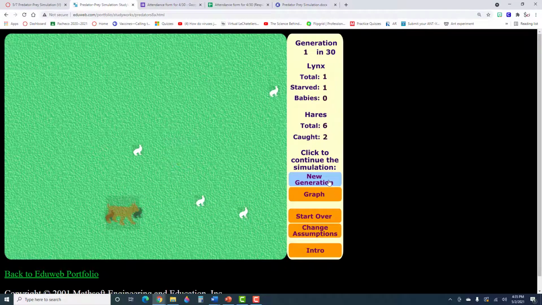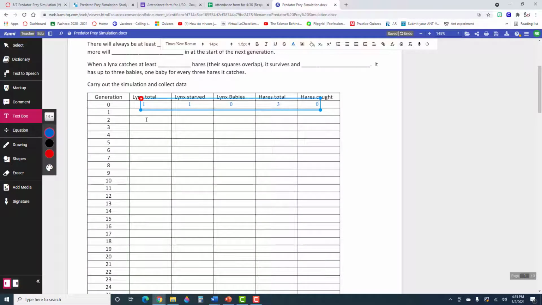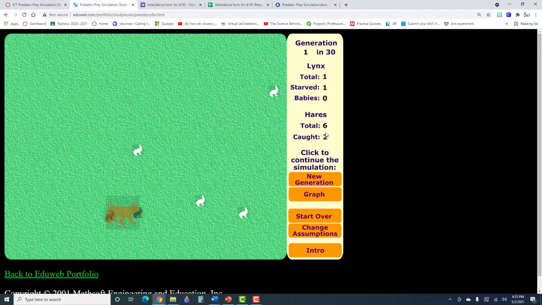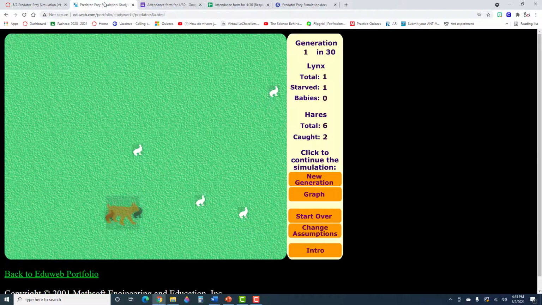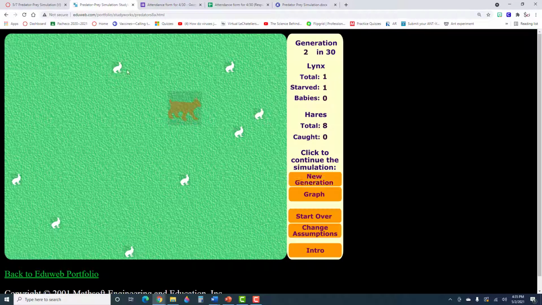So let's go to the next generation. The hares caught this time was 2, but that's not enough for the lynx to survive, so it's still 1 starved lynx total. And remember, when a lynx starves, a new one just walks in from somewhere else. So 1 lynx starved, no lynx babies. Hares total was 6, but caught was 2. All right, then do a new generation. Same information here. This time the lynx didn't catch any, so 1, 1, 0, and then 8, 0.